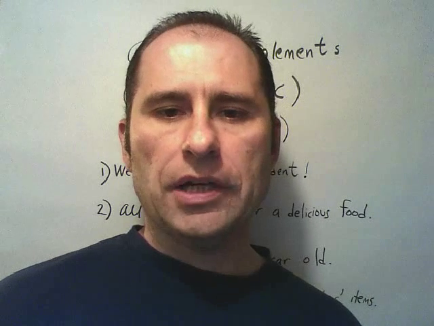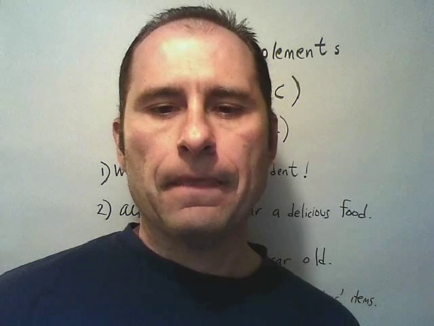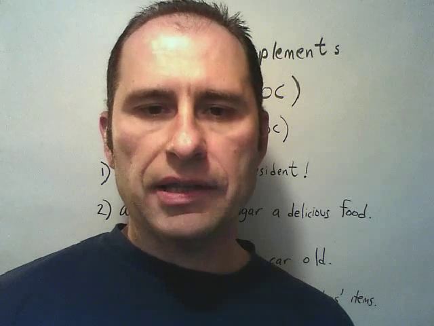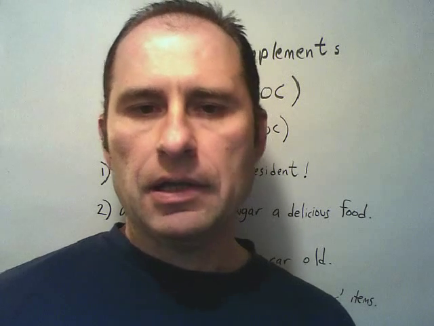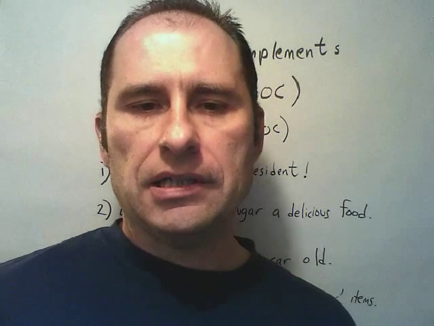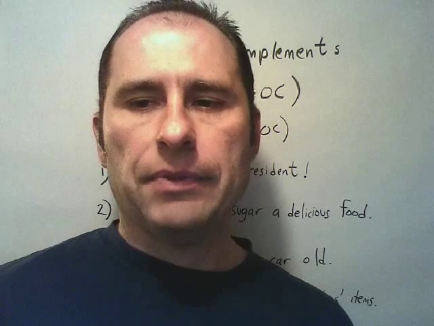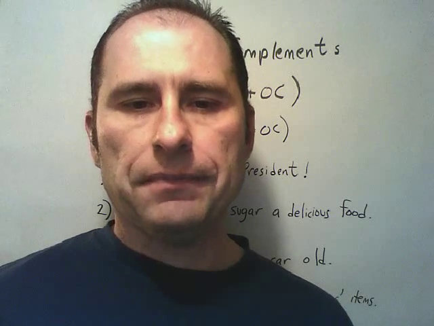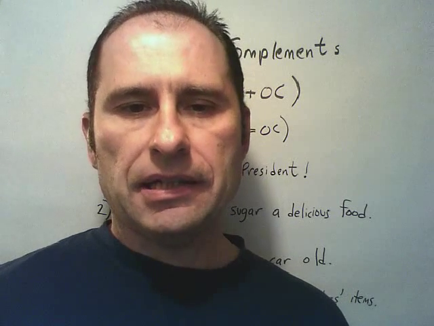In this video, I want to talk about object complements. An object complement is that word in the sentence, or the group of words, that will equate itself with an object so that you can see an equal sign happening between the object and the object complement. So it adds to the object's identity.